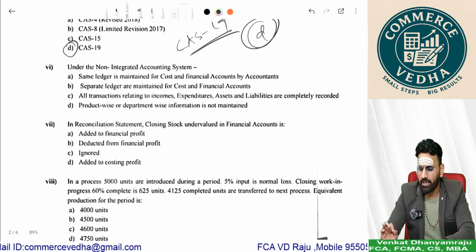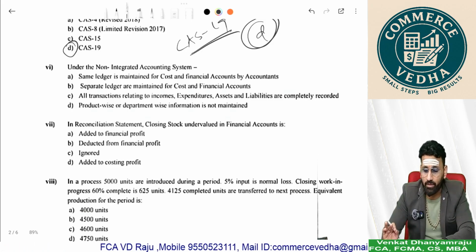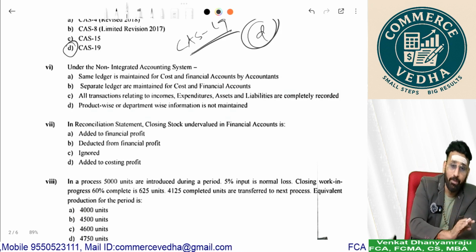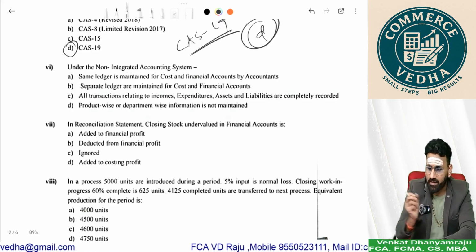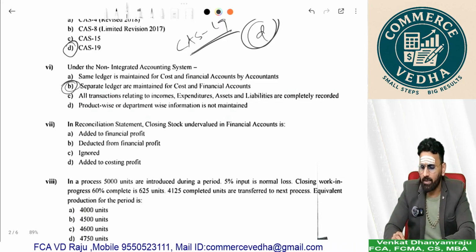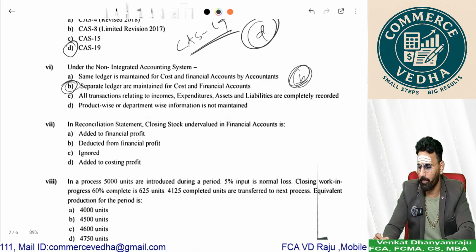Under the non-integrated accounting system, non-integrated accounting system means financial accounts are maintained separately, cost accounts are maintained separately. So they are not integrated. So here it is clearly given separate ledgers are maintained for cost and financial accounts. So the option is B.